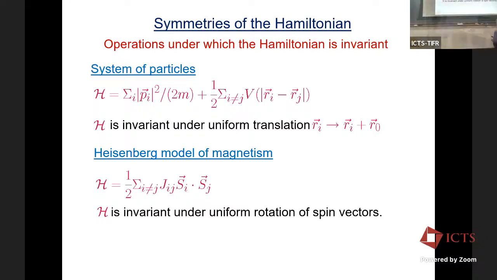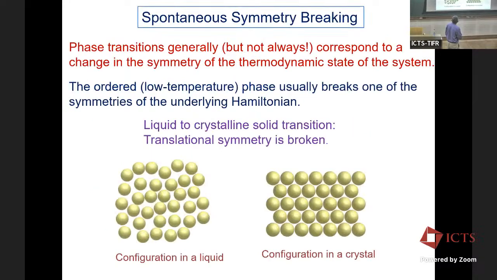But the idea was that in many phase transitions, the symmetry of the thermodynamic state that you get in the ordered state, in the low temperature phase, is not quite the same as the symmetry of the Hamiltonian. The low temperature phase typically has a lower symmetry than the symmetry of the Hamiltonian. The high temperature phase typically has the same symmetry as that of the Hamiltonian, but the low temperature phase has lower symmetry. And this is what we mean by spontaneous breaking of symmetry. So I'll just give you some examples. I talked about this example in the last lecture.